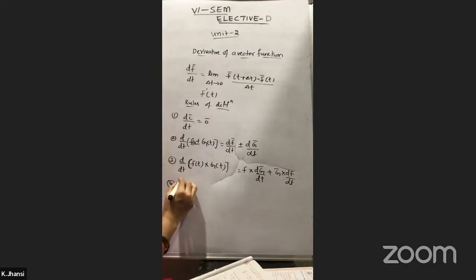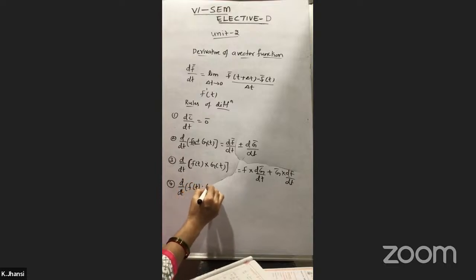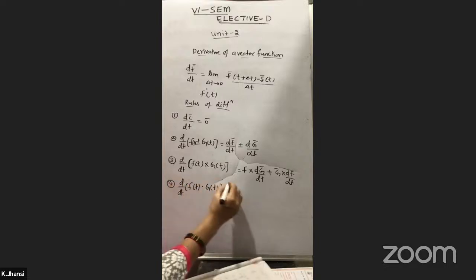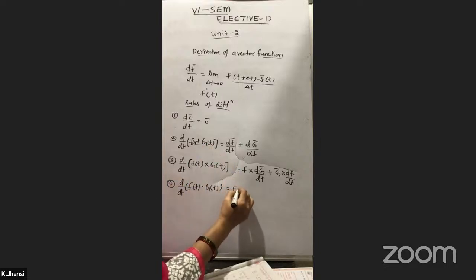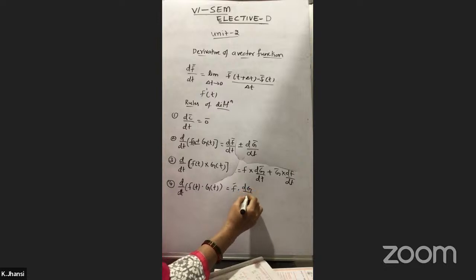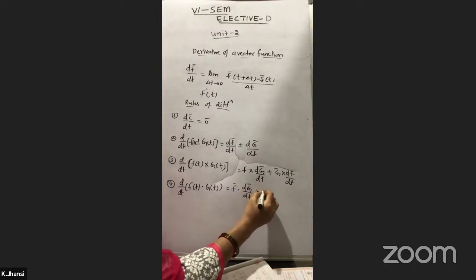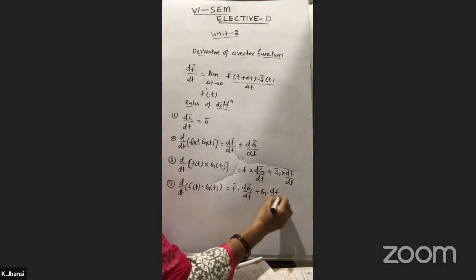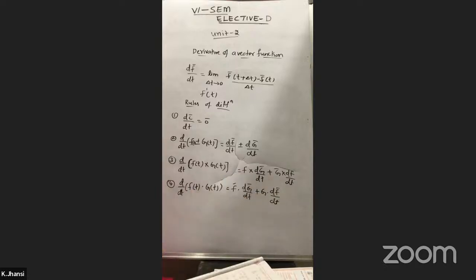Next, if you see the dot product, d by dt of f of t dot g of t. Okay. So it is equal to f dot dg by dt plus g dot df by dt. So like this, when the dot product is there, when the cross product is there, when plus or minus is there, like this you have to find the differentiation of the vector functions.